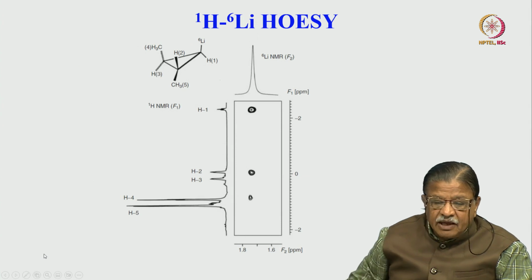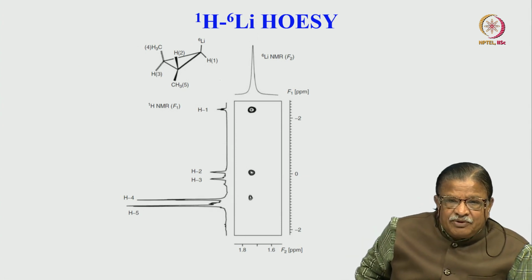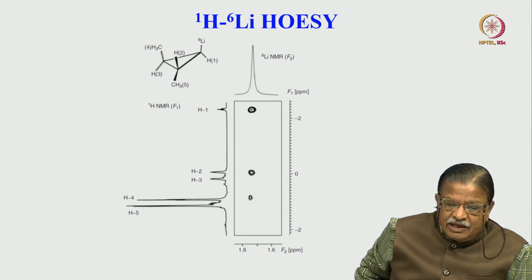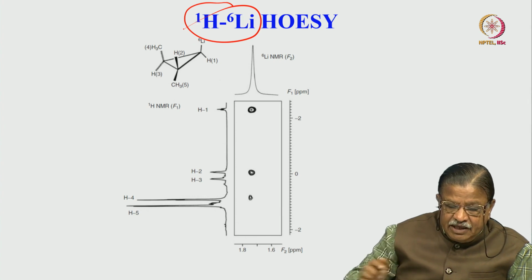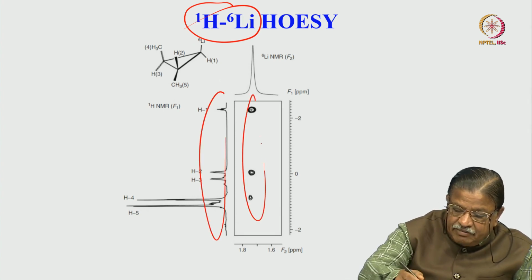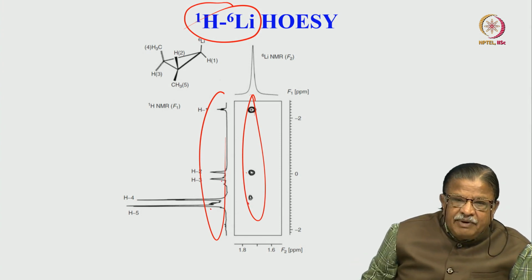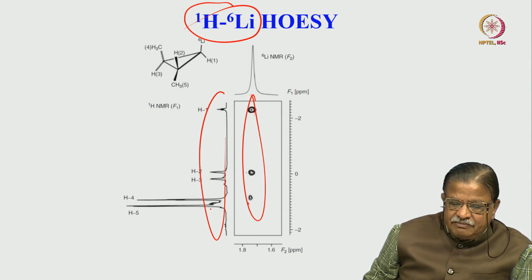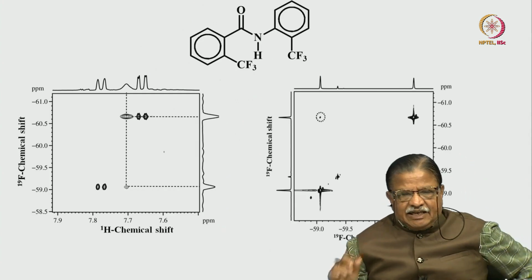All right. This is an experiment to show how we can do a HOESY on varieties of nuclei. This is a HOESY spectrum of proton and lithium. See, this is the proton here, and lithium is giving correlation to this, this and this, and not to other things. Based on the correlation, you will know how close they are in space. This is what it is, and this is a classic example from our work.